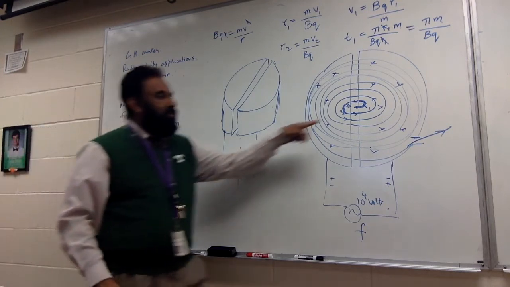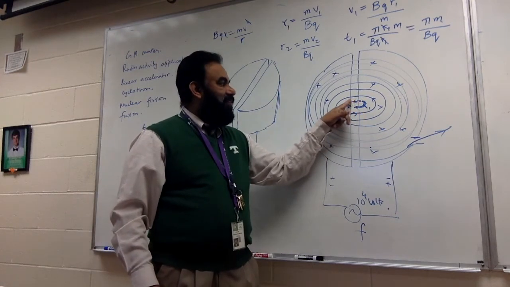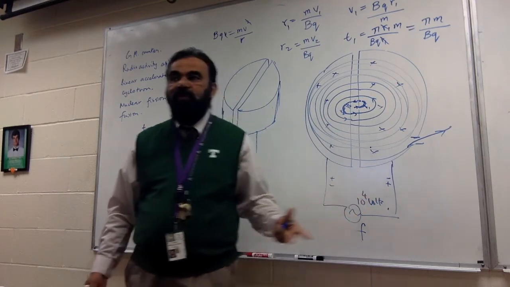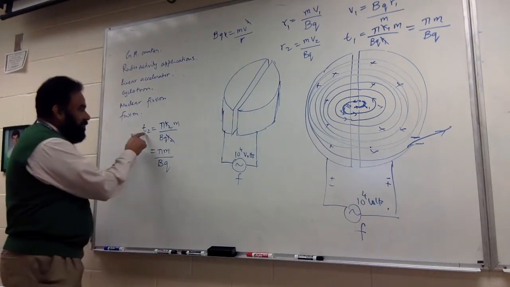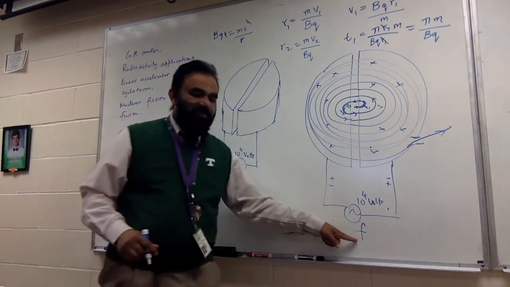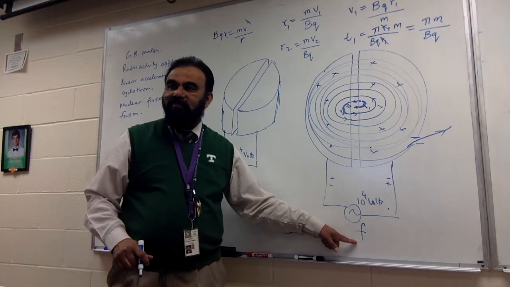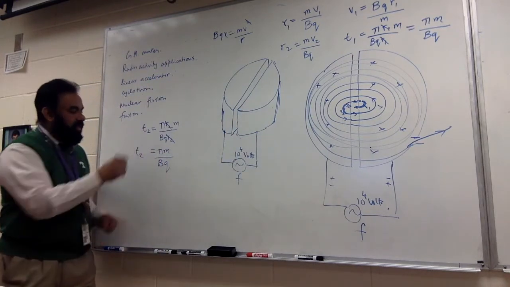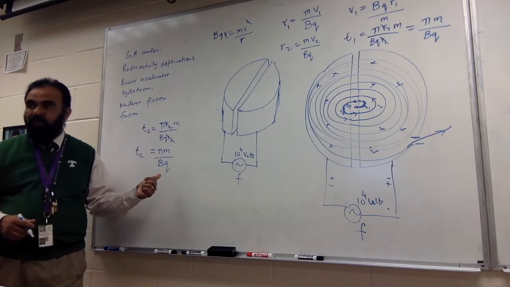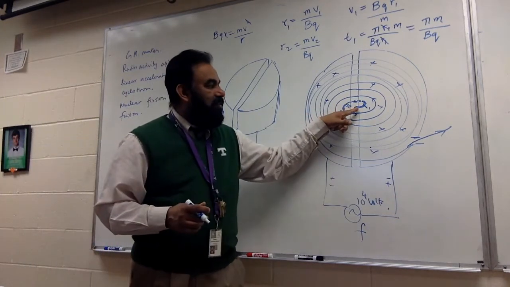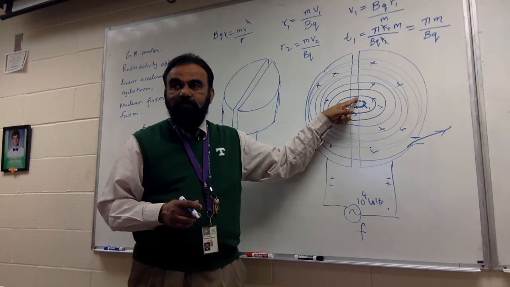It takes the same time for it to go from here to here that it takes from here to here, from here to here. It's the same time. And what is the time supposed to be? What is T2 in relation to this? Now you saw that T2 is this, T1 is also the same thing, pi m over bq. What is that T1 or T2? It's the time taken for it to go from here to here, right? Is that the time period?